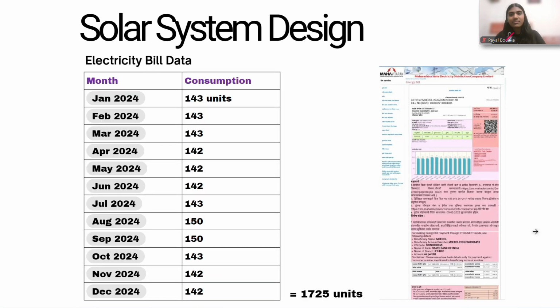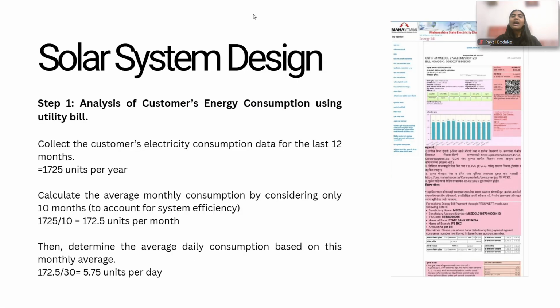The solar system design. The first step is that we collect the user's energy consumption for the last 12 months and calculate the yearly consumption. So here is the data from January 2024 to December 2024, and the total units consumed in this 1 year is 1725 units. We have already calculated the yearly consumption, that is 1725 units per year.